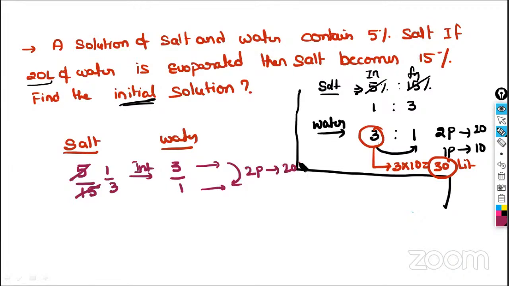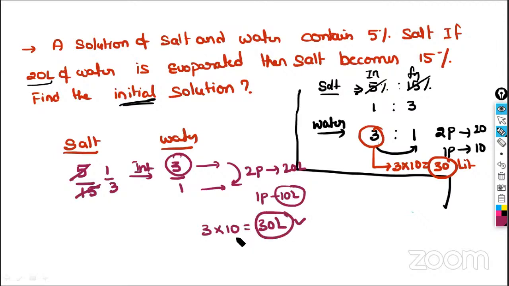2 parts is given 20 liters. 1 part is given 10 liters. Then what is the initial parts? 3 parts. 3 into 10, how much? 30 liters solution is there. Okay. So now final part, 1 into 10, how much? 10 liters is there. Very simplest method, ma.